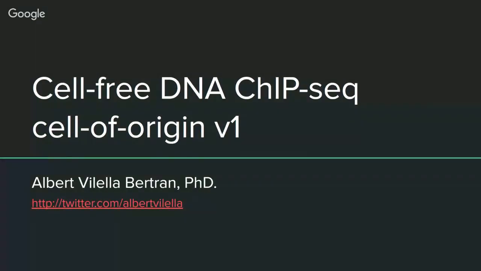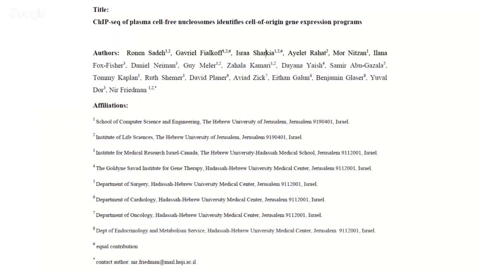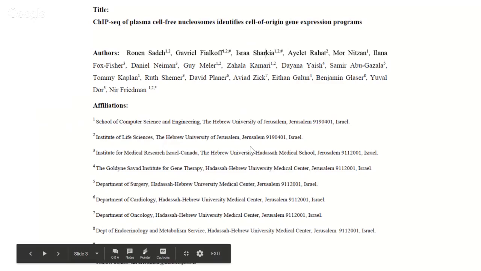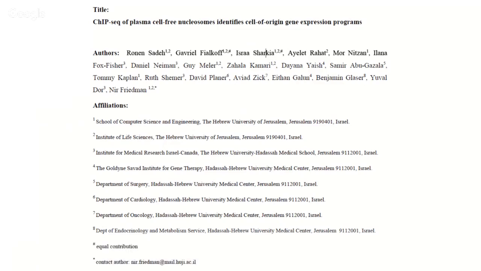And today I'm going to talk about cell-free DNA, ChIP-seq, and cell of origin. I'm going to talk about a very recent preprint on the bioRxiv entitled ChIP-seq of plasma cell-free nucleosomes identify cell-free cell of origin gene expression programs. And it's a paper written by a bunch of people in Israel. And it's along the line of some other episodes I've covered along liquid biopsies.